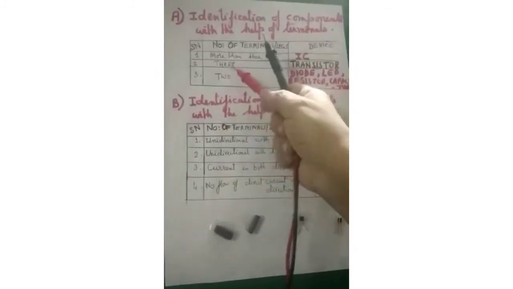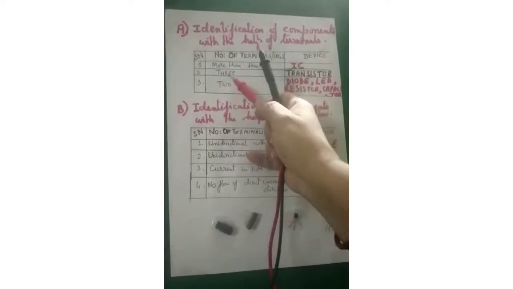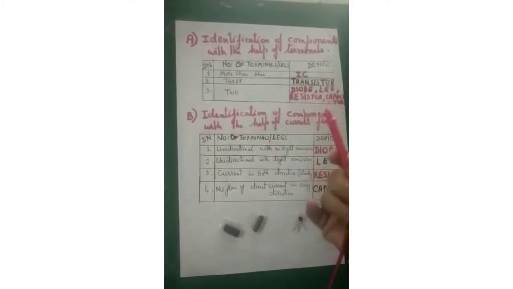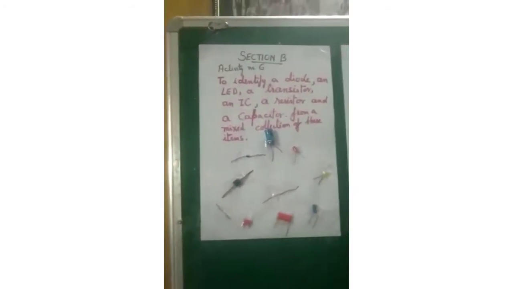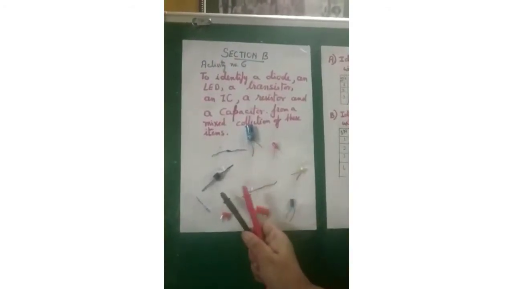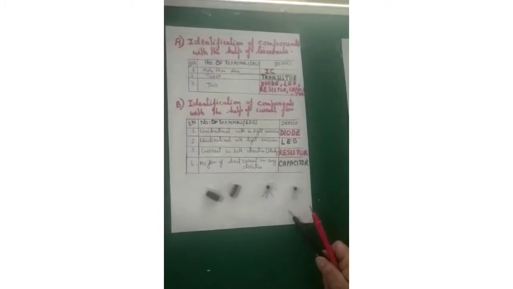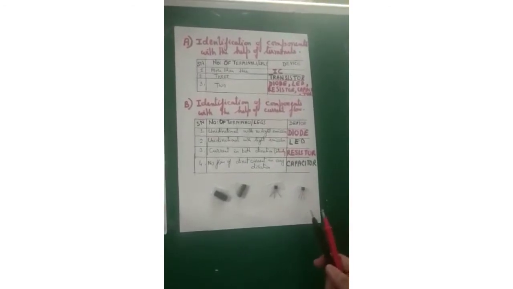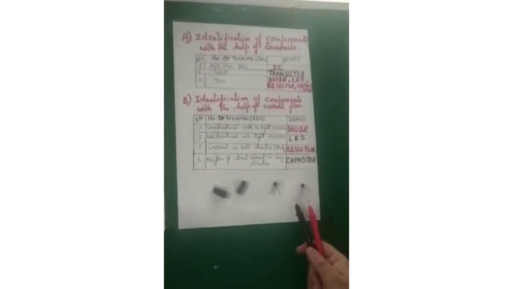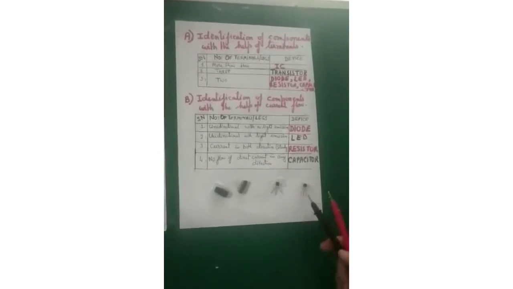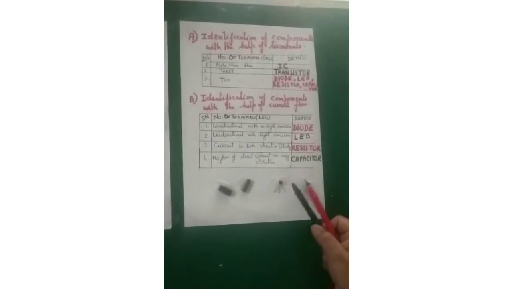Now coming to the next number of legs, that is 3 legs. So those with 3 legs are known as transistors. Now as you can see here, all of these are having only 2 legs. Here you can see these are 3 legs. So these are transistors, maybe NPN or PNP. We will do it in another activity to identify which is a PNP transistor and which is an NPN transistor. The only thing you have to identify now is that since these are having 3 legs, these will be transistors.